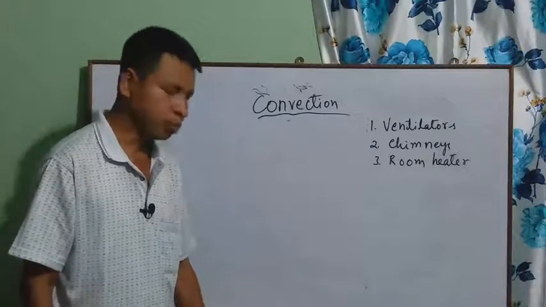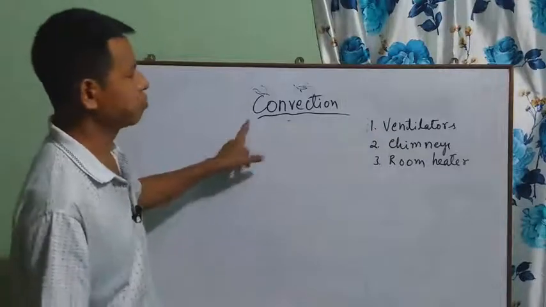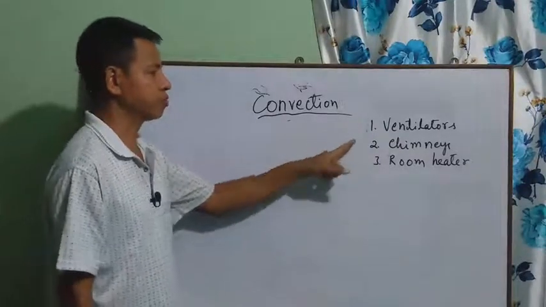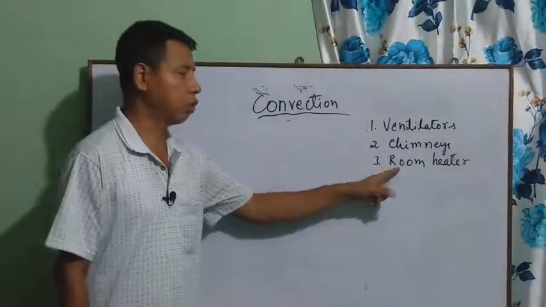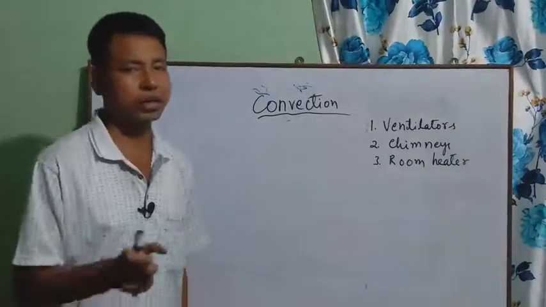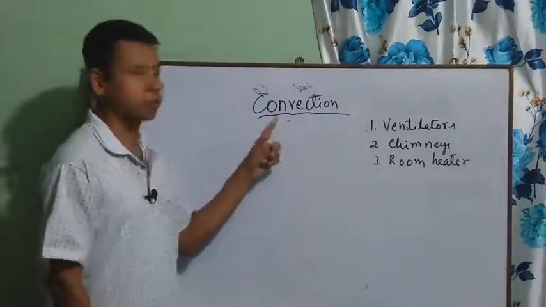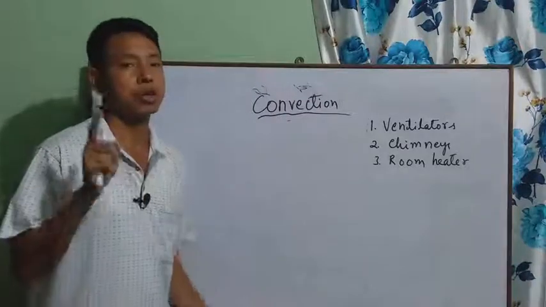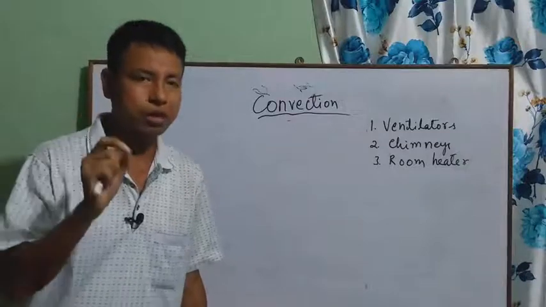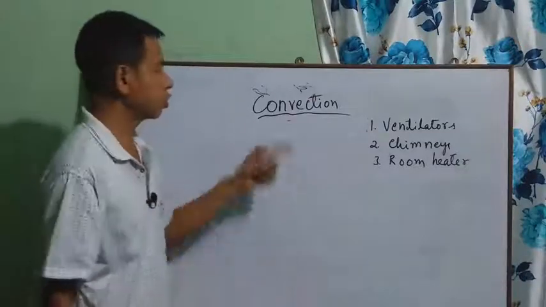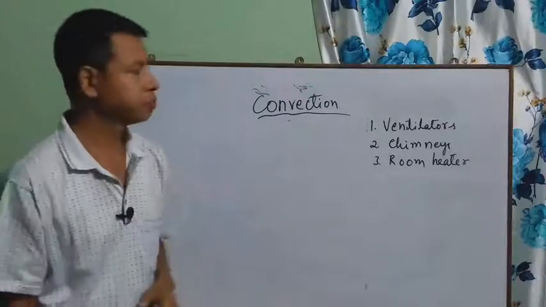We'll study some practical applications of convection. First it is the ventilators, second the chimneys, and third the installation of the room heater. How is convection taking place here? You have to remember that convection means movement of the particles. In conduction, movement of the particles does not take place. So conduction takes place in solid. Convection takes place in liquid and air, gas.